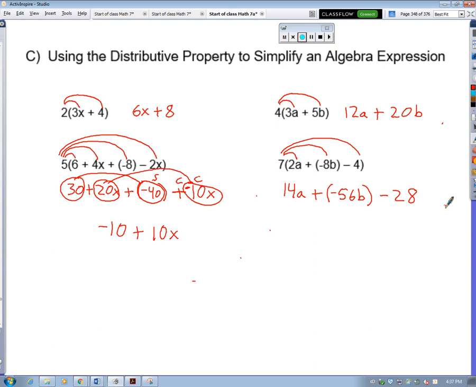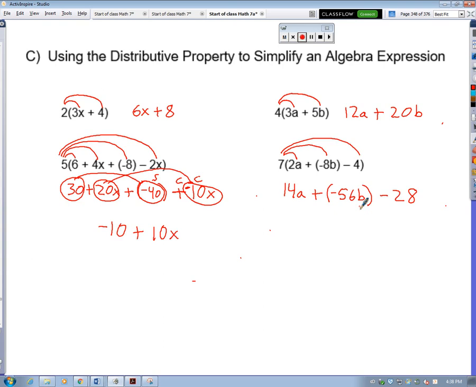All right, let's see if we can combine some stuff here. It is not looking like we can because the 14 is the only one with the A. The negative 56 is the only thing here with the B. And then we just have a regular number here. We cannot combine anything because there's no matching items. Okay, they're all different. So that's as much as it can be simplified. We are ready to move on.